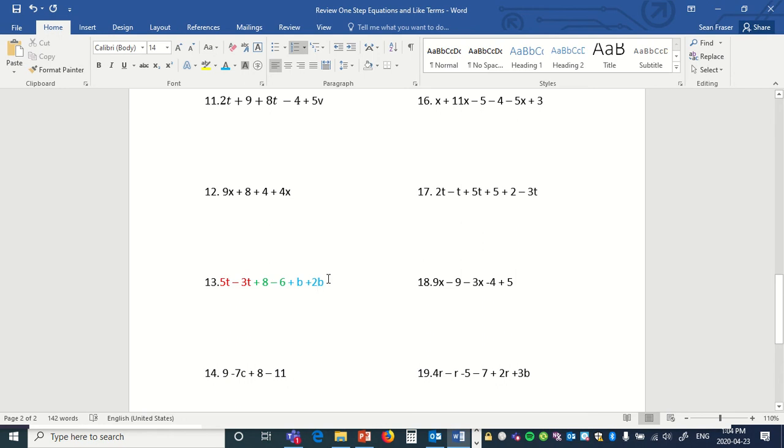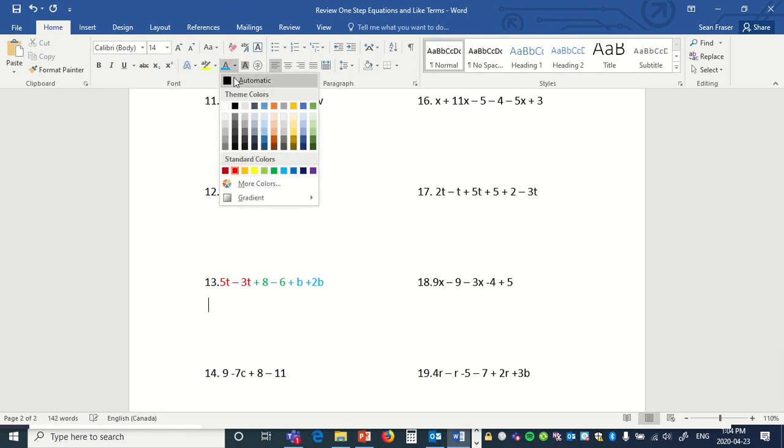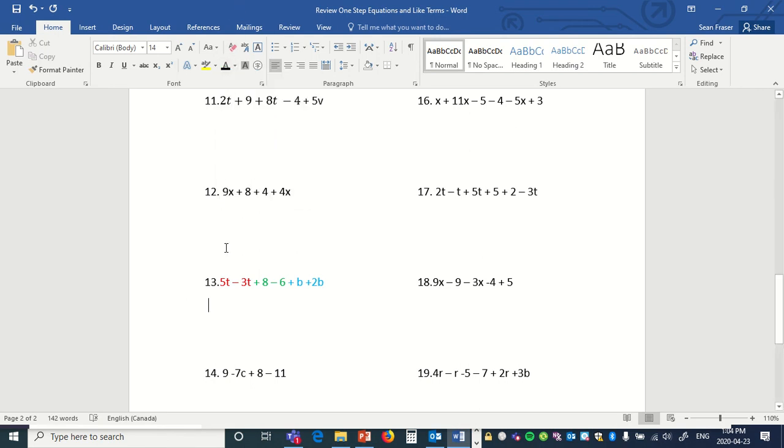Because those are like terms, and then you simplify them by adding them together so you don't have a big equation. So we're going to just add these all together right below there, and then put it all as 1. So we have 5t take away 3t. You could also write this as negative 3t.